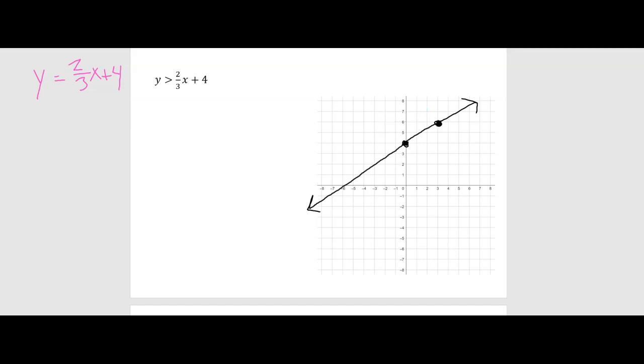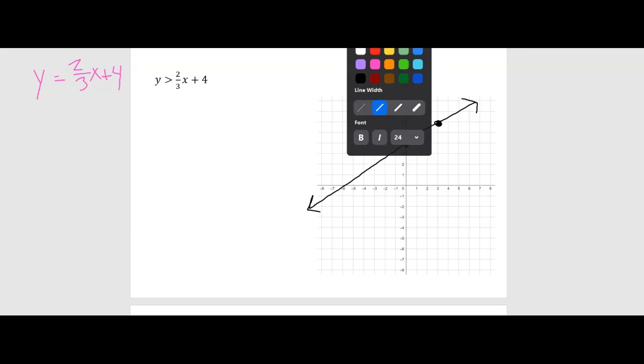So I have my boundary line. I know my solutions are either going to be above or below it. To figure out which one that is, we choose a test point. So I'm just going to choose a point. A lot of times 0, 0, the origin, is the easiest test point to choose because it's very easy to substitute in 0.